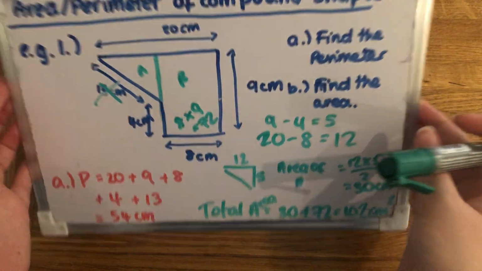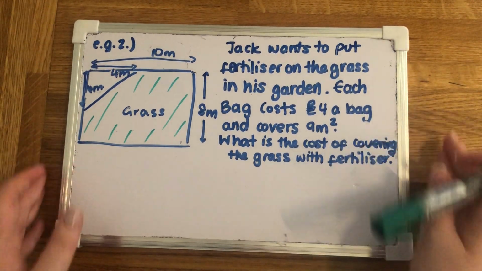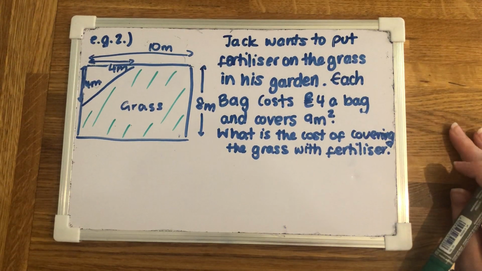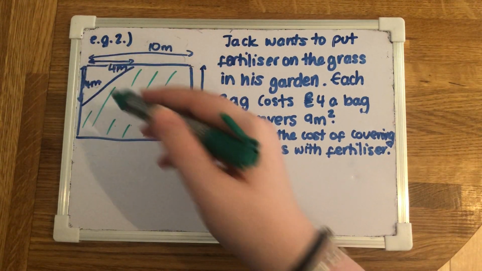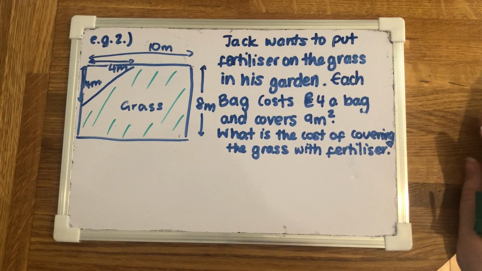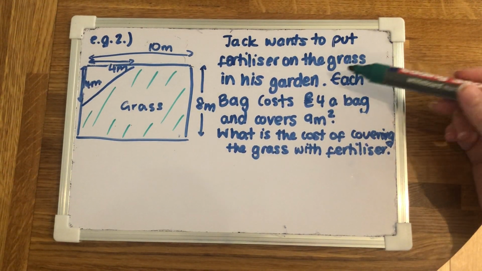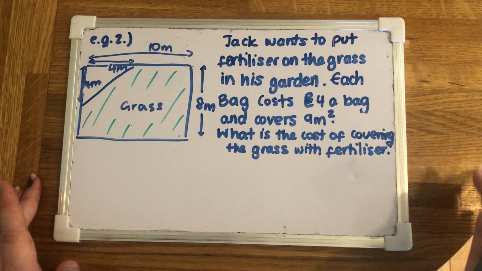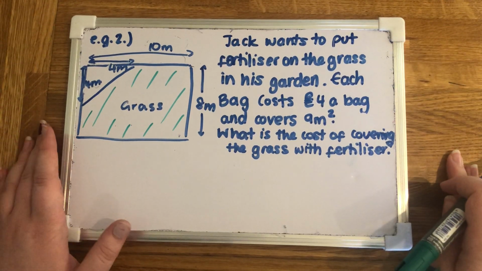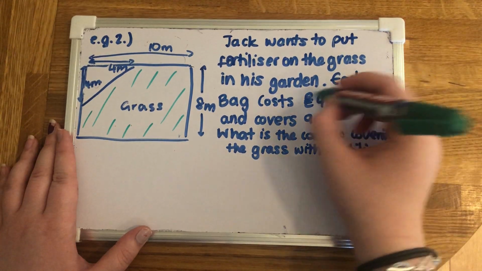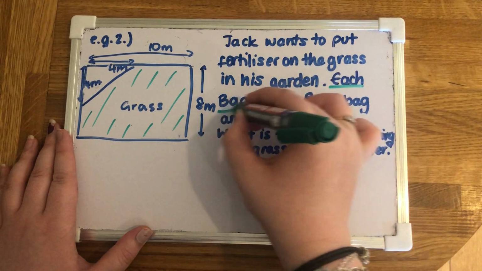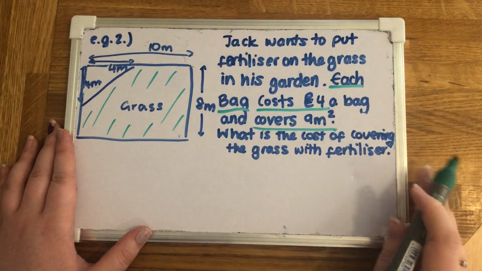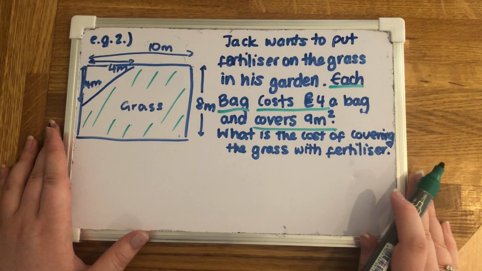On the next slide, we're going to do a bit more of a wordy problem. Okay, so we have got Jack's garden. He's got this bit here that isn't covered with grass, but the rest of it is. He wants to cover the grass with fertiliser. Each bag costs this amount. So if you're someone that struggles with words, the best thing is to actually highlight the bits that are important. So each bag costs £4. That's really important. And also it covers 9 metres squared.